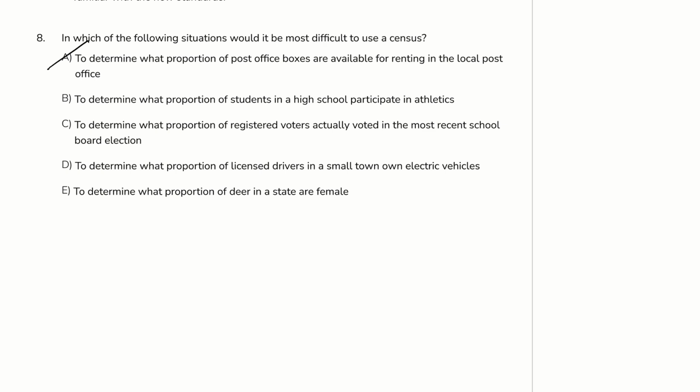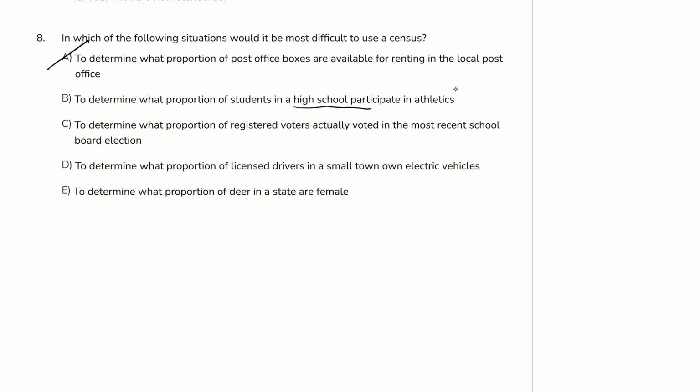To determine what proportion of students in a high school participate in athletics. That's not terribly difficult. You just wanted the students in one high school. It's not like you're doing multiple high schools in an area, right? So that's not too difficult, especially if you're already a student in the high school and you're surveying students in your school. So that's not terribly difficult, but let's look at the next one just in case.